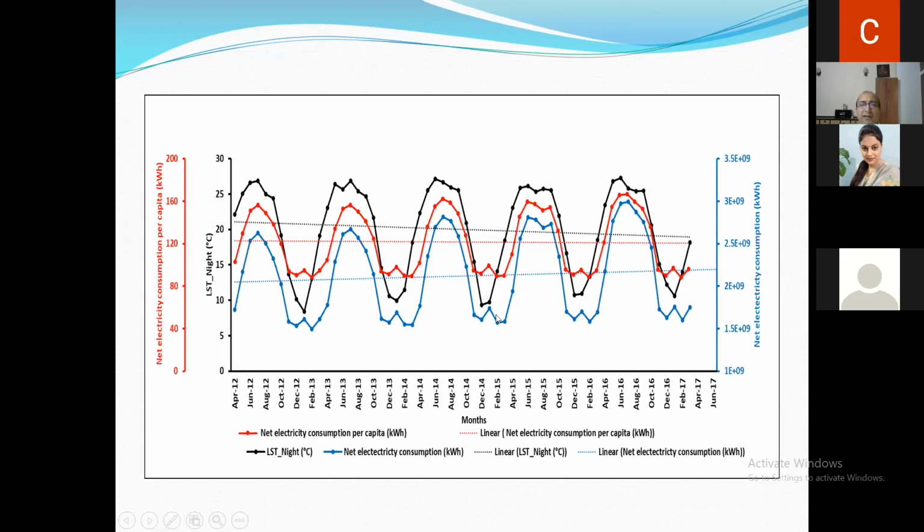The net electricity consumption is increasing. But if we divide it by the total population, then this becomes the red line, which is almost horizontal. So that increasing trend is now missing. So this is per capita. And if you look at this nighttime land surface temperature, a slight decreasing trend is also there that we are observing.